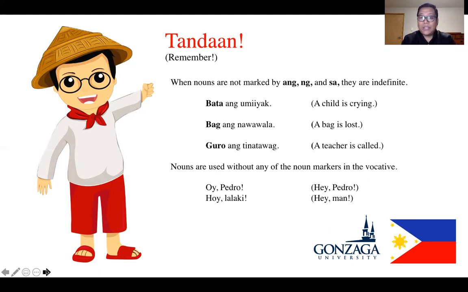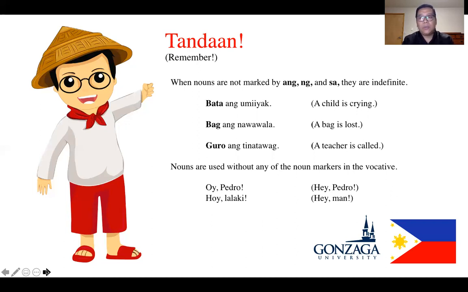Now, when nouns are not marked by ang, nang, and sa, they are indefinite. There are nouns that we write in a sentence when we are not sure who is being referred to, so we don't put any particle or determiner. For example, when you say a child is crying in English, you can use the determiner a to mean that the child here is indefinite. It could be any child.